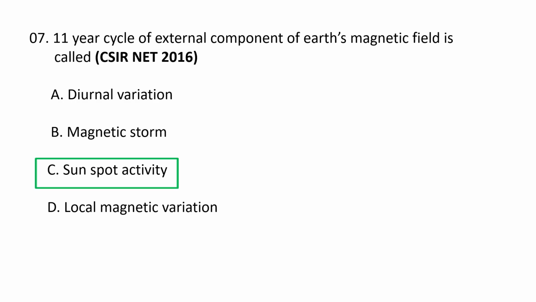Sunspot activity. The 11-year cycle of the Sun's magnetic field, which acts as the primary external component affecting the Earth's magnetic environment, is called the solar cycle or the sunspot cycle. During this cycle, the Sun's magnetic poles reverse and solar activity such as sunspots and flares moves from a maximum to a minimum.